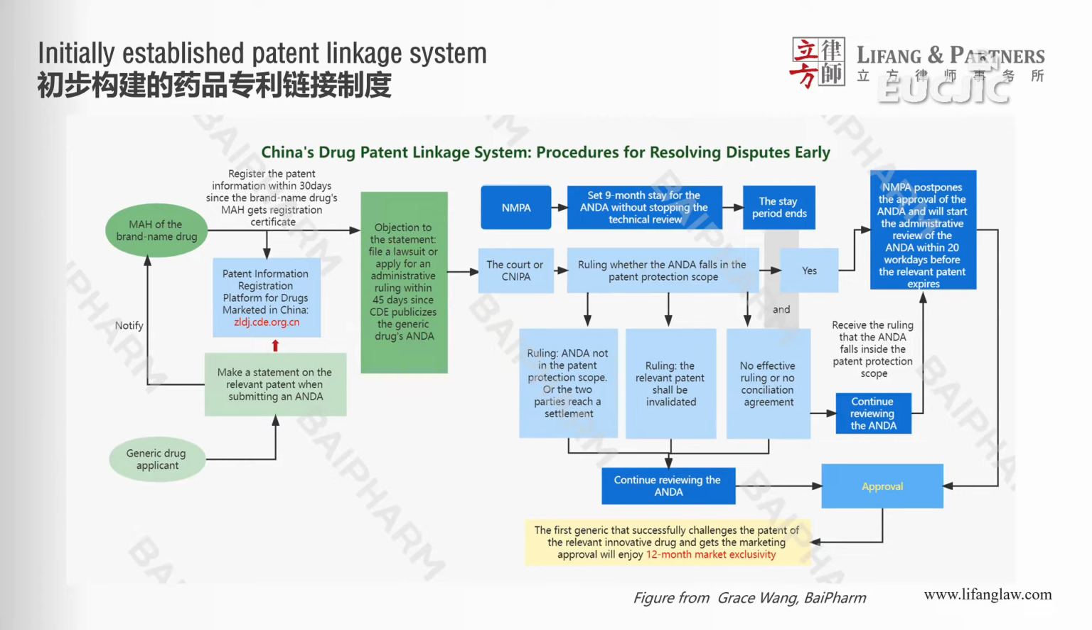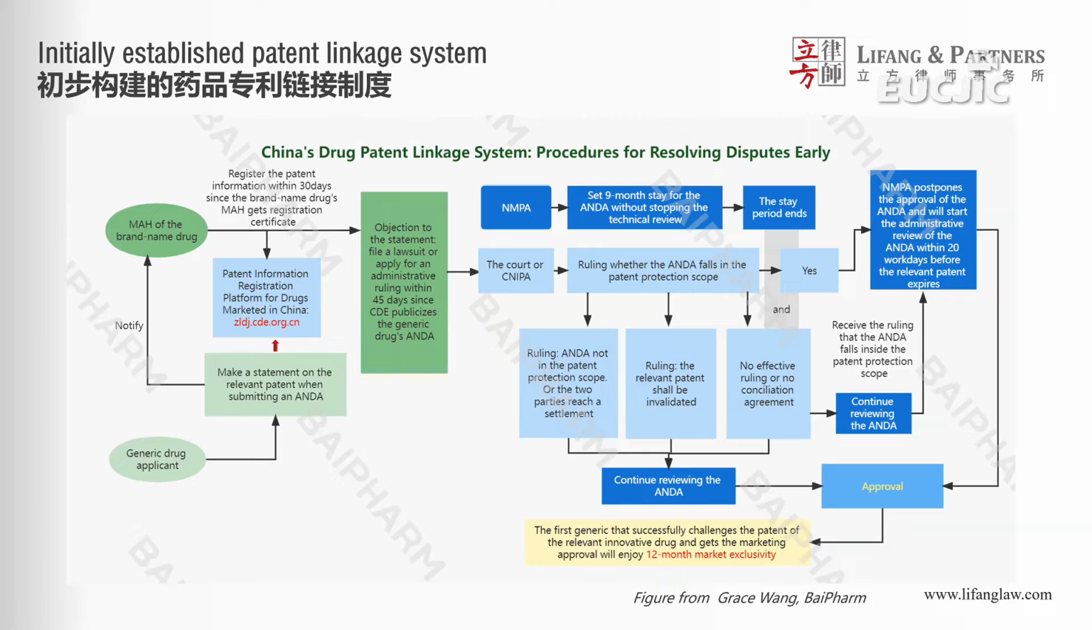If there is any ruling from the court or from the Chinese Patent Office saying either the patent is not valid or the drug does not fall within the protection scope of the patent, then the review and approval process in the Chinese FDA, the NMPA, will be resumed, and the drug will finally be approved and go to market.